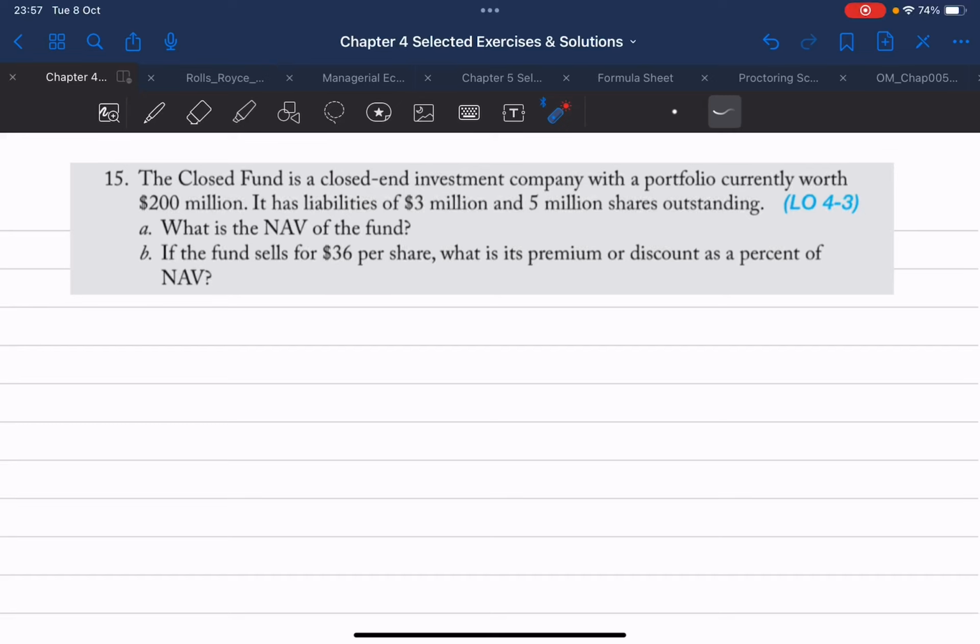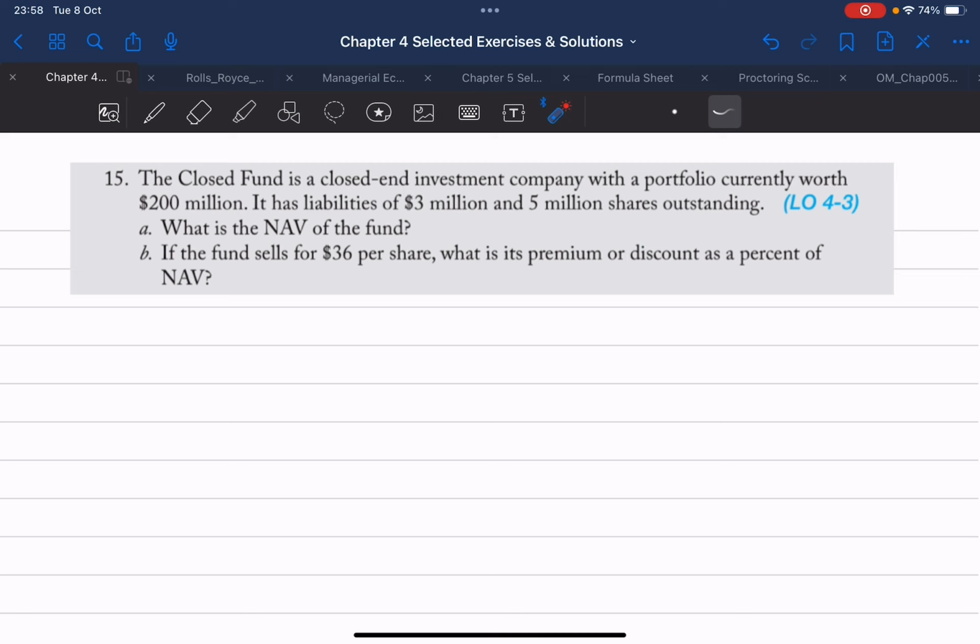This is Mohammed Aljaber, and in this series we are still looking at chapter 4 exercises from our investment course. In this video we're going to be looking at question number 15. So let's read the question together.